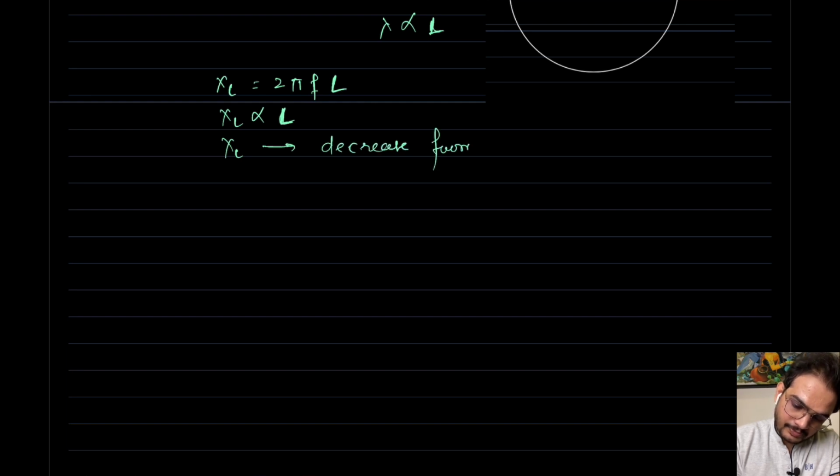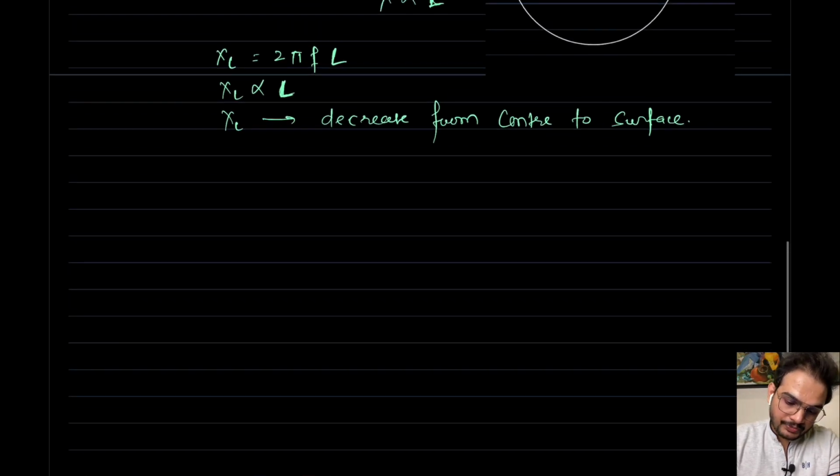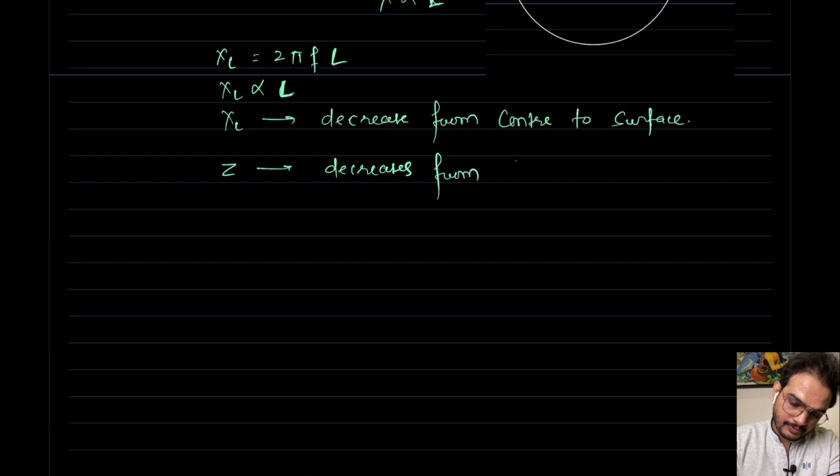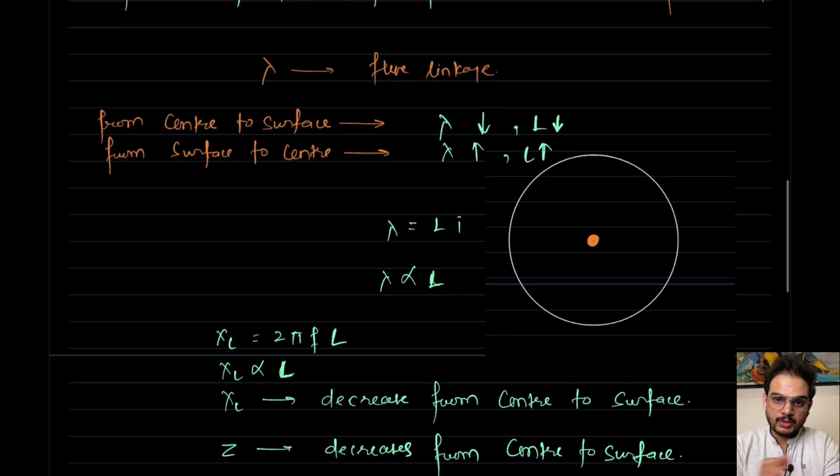From center to surface, what is happening? My flux linkage is decreasing, my inductance is decreasing, and my reactance is decreasing. And tell me, reactance is a part of impedance, right? Reactance is a part of impedance. So impedance also decreases from center to surface. Okay, let me summarize all the points here.